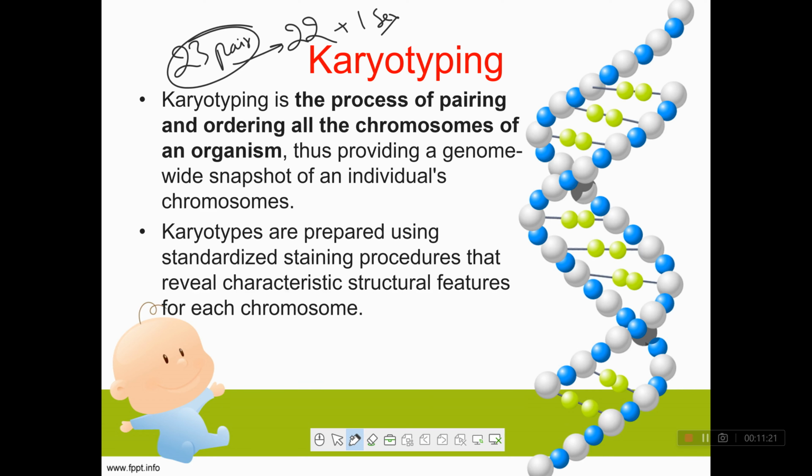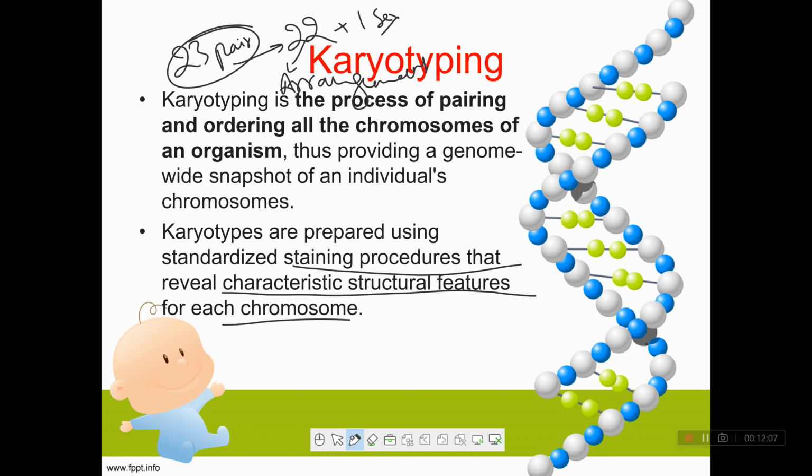So karyotyping is the arrangement of these chromosomes according to order. Means arranging them by increasing size or decreasing size of the chromosome. That process of arranging the chromosomes according to the order is known as karyotyping, thus providing a genome-wide snapshot of an individual's chromosomes. Karyotypes are prepared using a standardized staining procedure that reveals characteristic structural features for each chromosome.